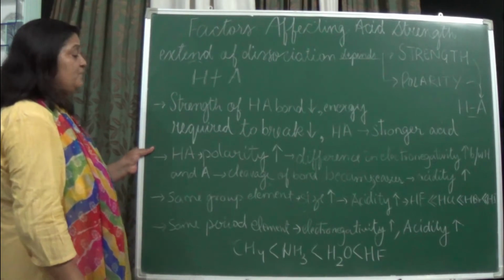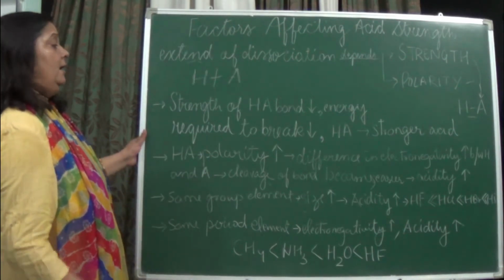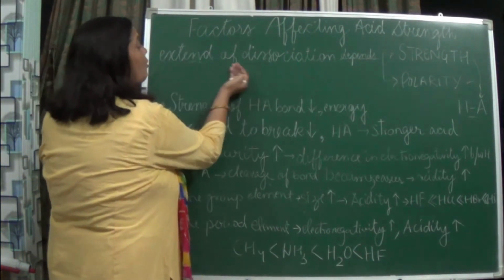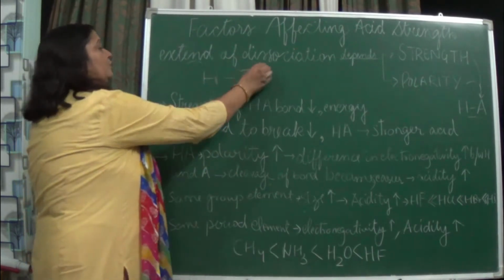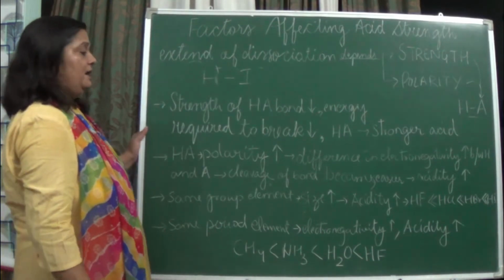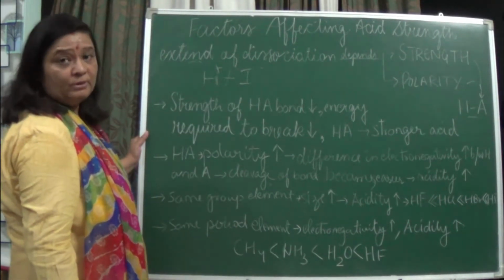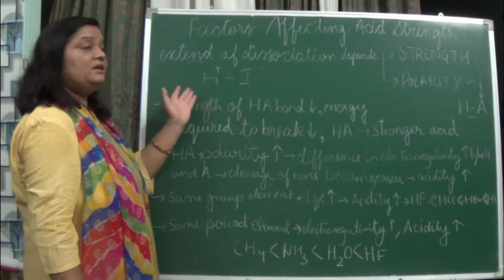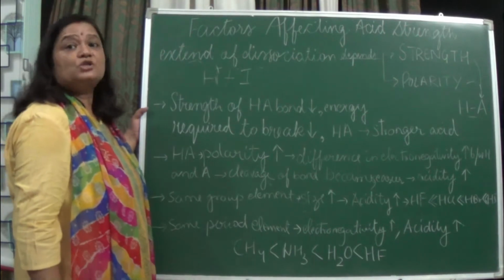Now if the polarity of this HA molecule is more, what happens here? If the polarity is more, it means the electronegativity value is more. For example, in HI, the polarity is more, so the electronegativity difference is also more. Naturally it can break easily, and if it can break easily, it will be more acidic in nature, or a stronger acid. You can take the example of HBr also. The electronegativity difference is more, as a result it can cleave easily and it will be a stronger acid.